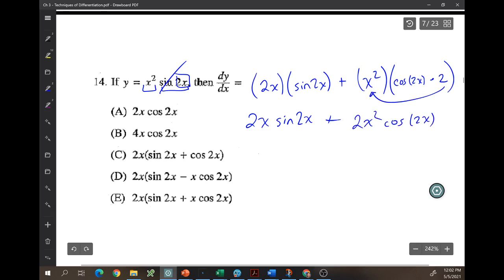What can we factor out of both? We can factor out a 2x from both. So I'll factor out the 2x. That gives me sine of 2x plus x cosine of 2x. So that's choice E.